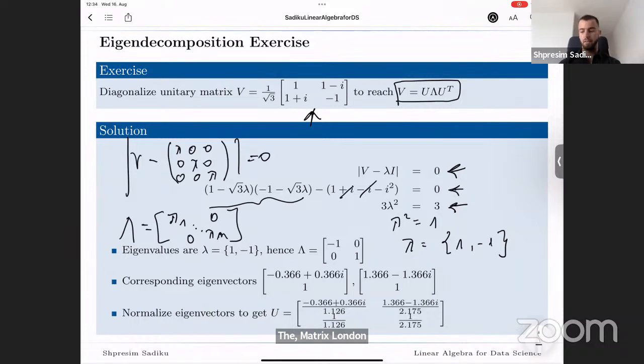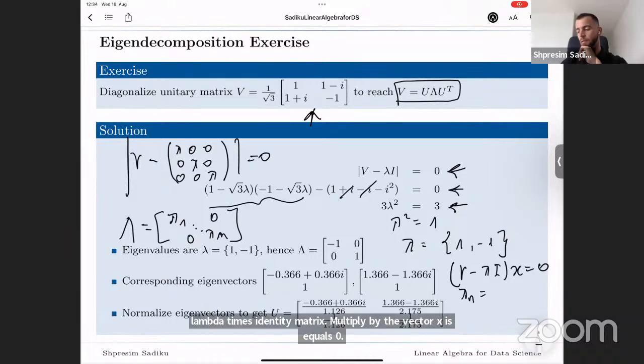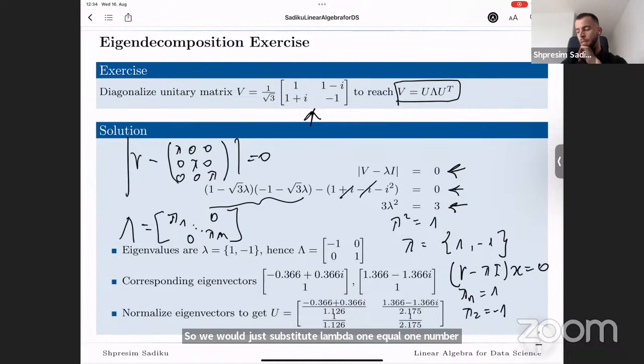After we have found the eigenvalues, we can find the corresponding eigenvectors. To find them, we would simply use the fact that V minus lambda times the identity matrix, multiplied by the vector x, is equal to 0. So we would substitute lambda 1 equals 1 and lambda 2 equals minus 1, and we would solve this equation to get that the first eigenvector is this one and the second eigenvector is this one.